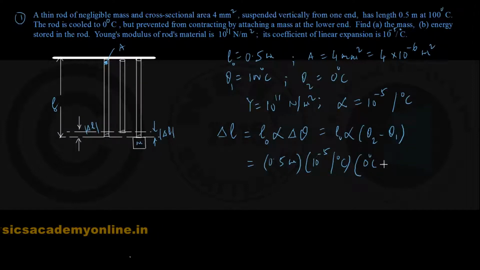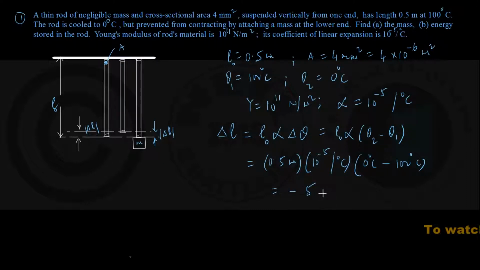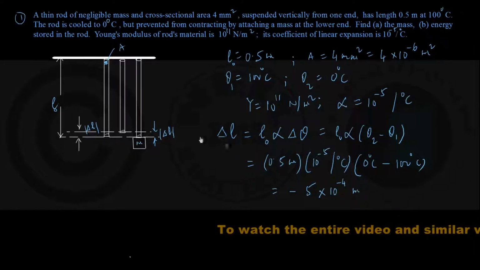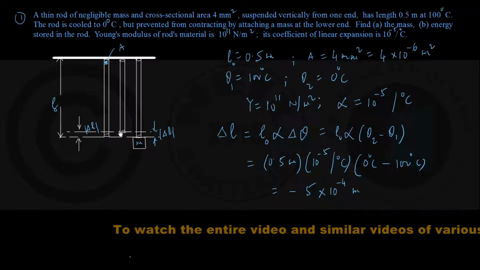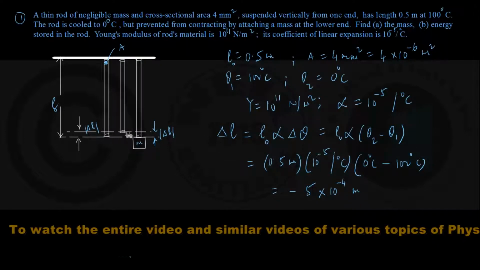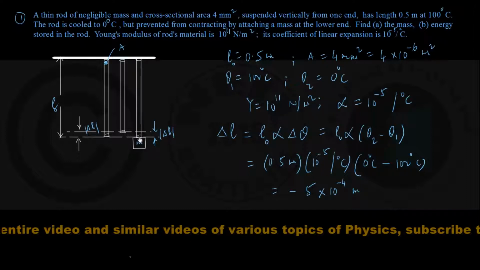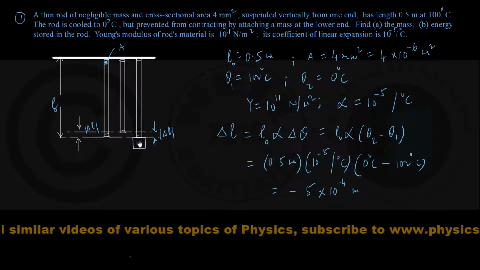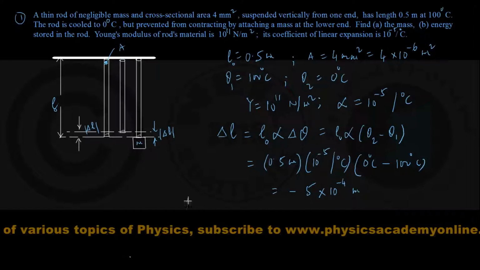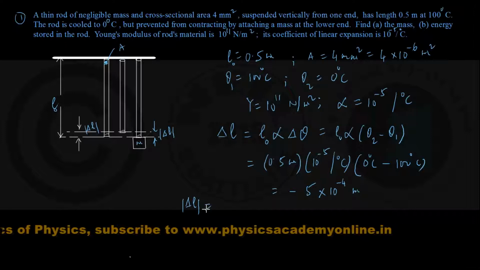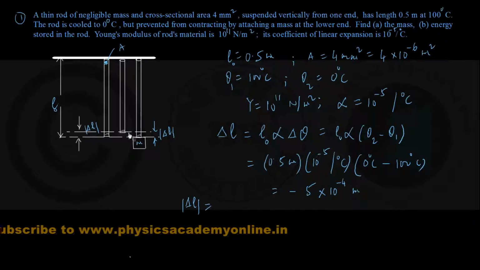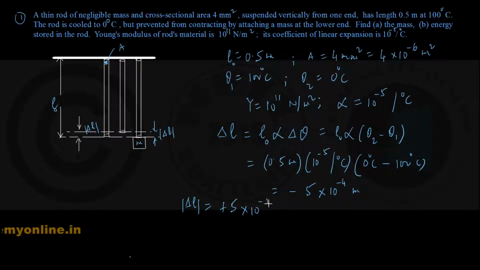Theta 2 is 0 degrees Celsius. Theta 1 is 100 degrees Celsius. Therefore, delta L is coming out to be a negative value given by minus 5 into 10 to the power minus 4 meter. So, as expected, I have seen here that the length of the rod has decreased. Therefore, the corresponding expansion caused by the tensile force produced by the force of gravity on the block must be equal to modulus of delta L. Contraction and expansion must be equal in magnitude, that is plus 5 into 10 to the power minus 4 meter.